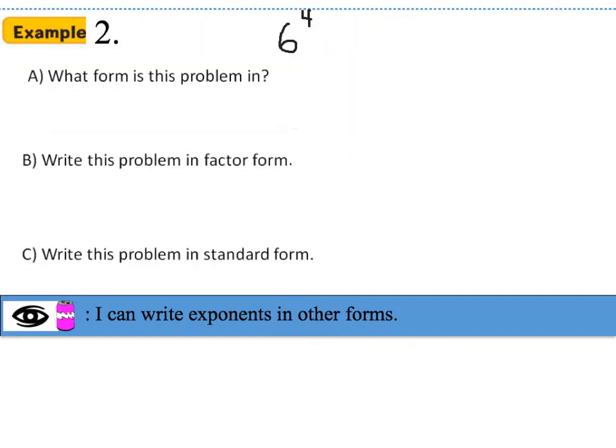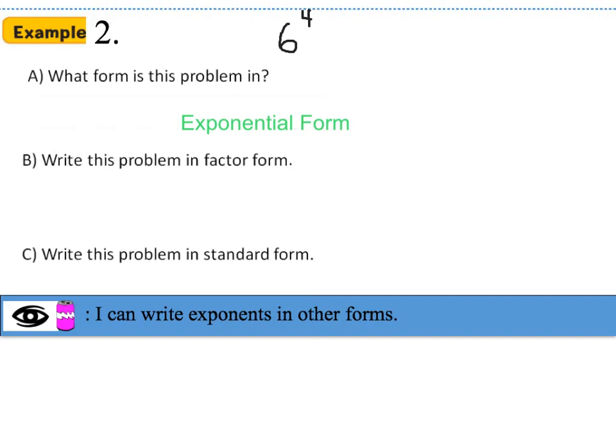For example 2, they're giving us this problem, 6 to the 4th power, and for letter A, they're asking us what form this problem is in. I know that this problem is in exponential form because I see an exponent of 4 in the problem. Part B says write this problem in factor form.